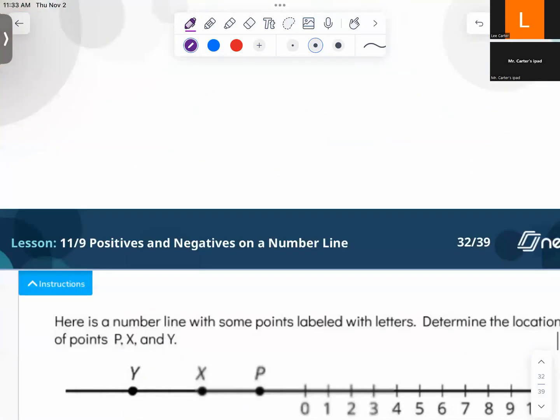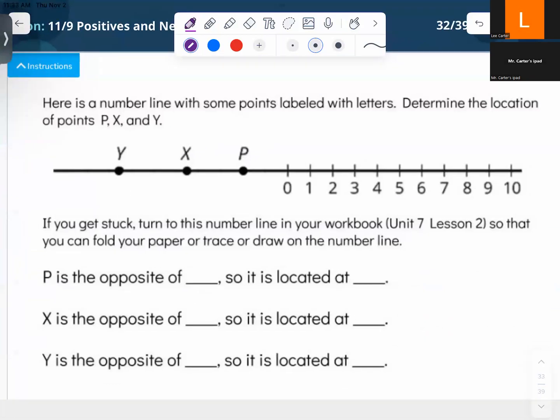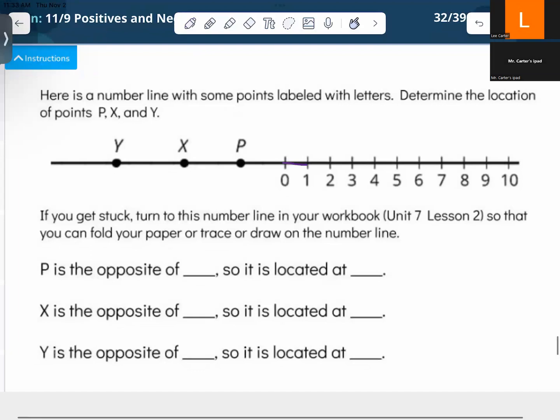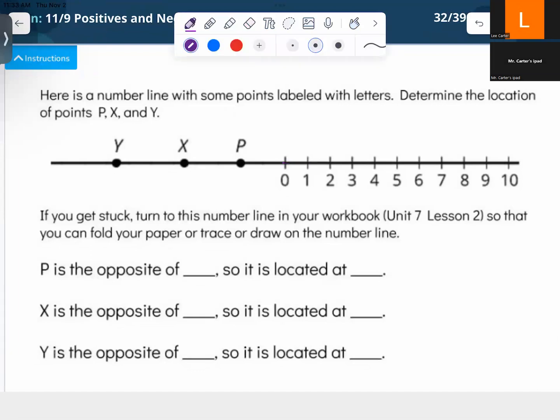All right, now draw it. So it says, here's a number line with some points labeled with letters. Determine the location of P, X, and Y. Okay, so we don't have a workbook, obviously, so you can kind of figure about how far these things are here. You could do it a bunch of different ways, but if I see that this is that far away, then maybe I could move that over there. I don't think this will allow me to do that, but kind of get a feel for how long that is. So that would help here, and then kind of count it out, right?